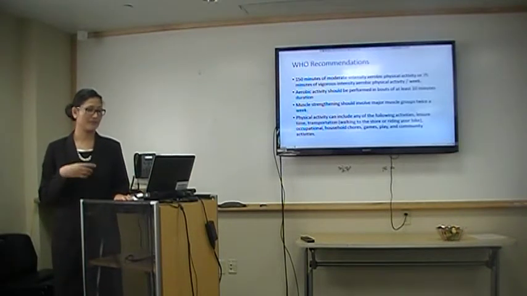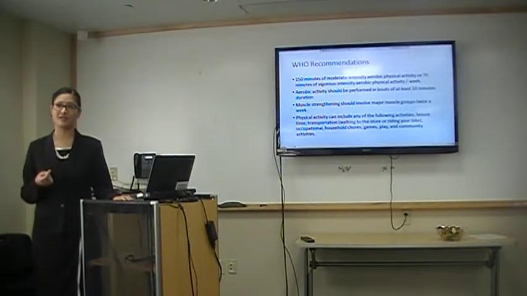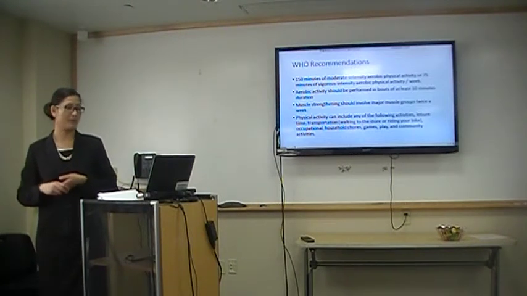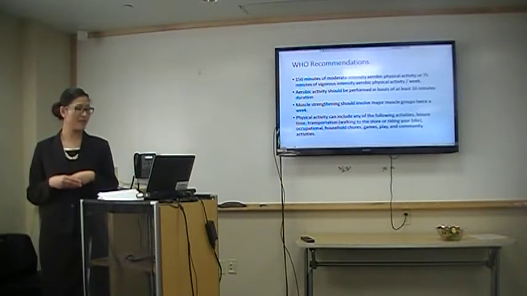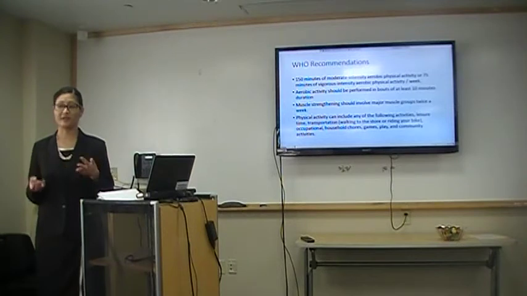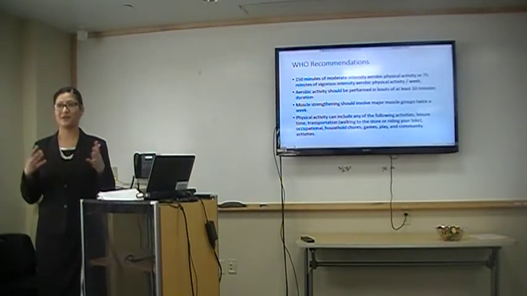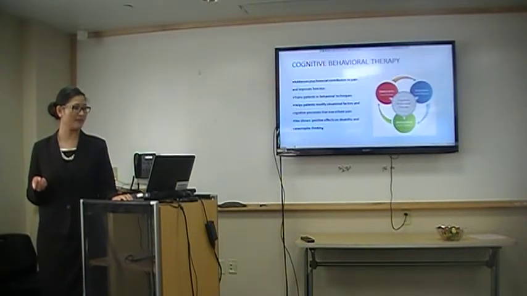So, World Health Organization recommendations regarding exercise would be 150 minutes of moderate intensity aerobic physical activity or 75 minutes of vigorous intensity aerobic physical activity per week. It should be performed in bouts of at least 10 minutes duration. Muscle strengthening should involve major muscle groups twice a week. And physical activity can include activities such as walking to the store or riding your bike. So, just basically educating patients on exercise therapy.